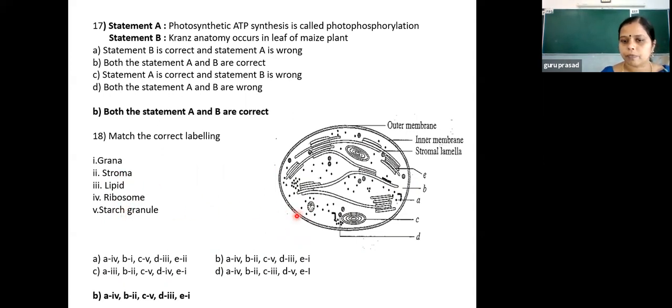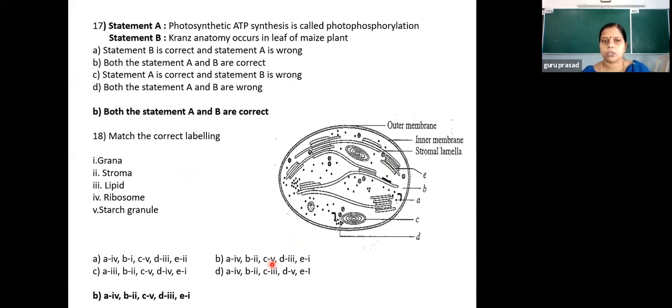C5, right. D3. D means what? This one. Okay, 3 means lipid. Of course, this is a lipid molecule, what they have labeled. Correct. E1 means what? Grana. Yes, this is grana. So which is the correct option here? B. A4, B2, C5, D3, E1 is the correct option. So if we know the parts labelings correctly, then we can answer such questions.